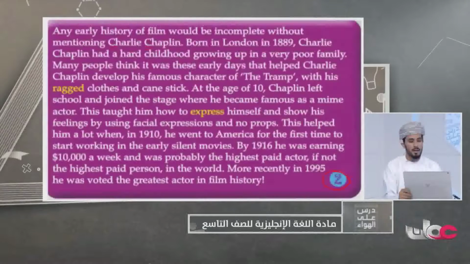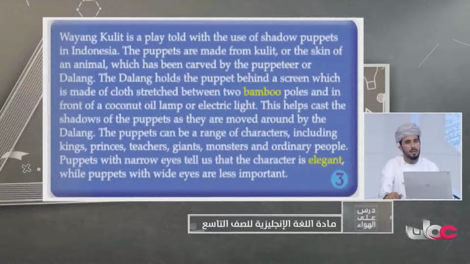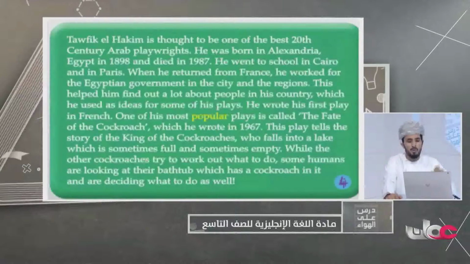Okay. Let's read the third paragraph. Wayang Kulit is a play told with the use of shadow puppets in Indonesia. The puppets are made from kulit, or the skin of an animal. Okay, they are talking about the puppets and how they are made. Are they talking about a person? No. Is it a biography? No. So move on. Tawfiq al-Hakim, number 4.